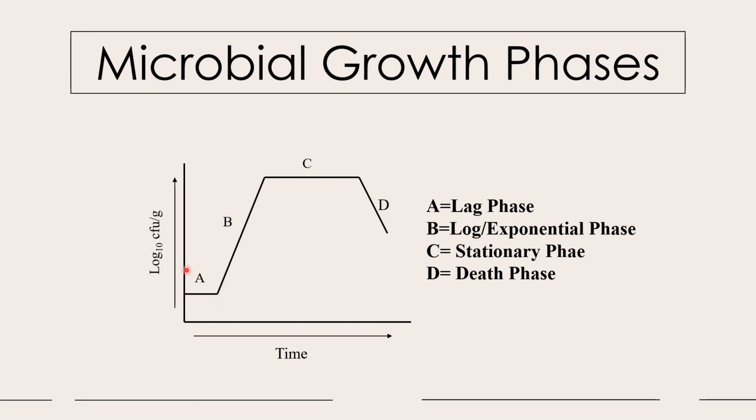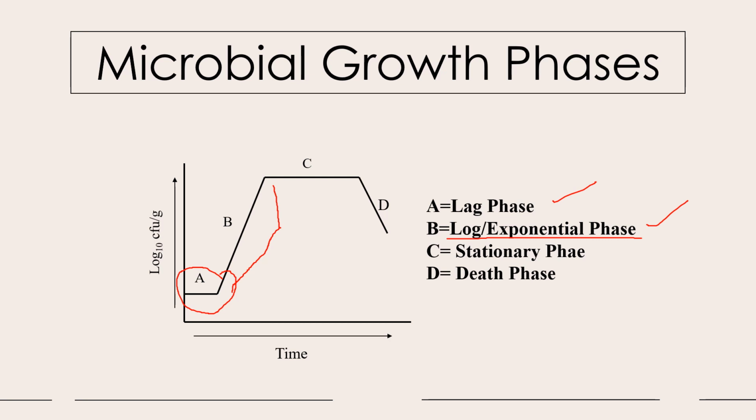At a certain point of time, the lag phase is going on, that is marked as A, that is known as lag phase. This portion is lag phase. In the second portion, we can see the log phase or exponential phase. In this particular phase, the microorganism growth is very steady. At a point of time, they will reach the highest level of growth.